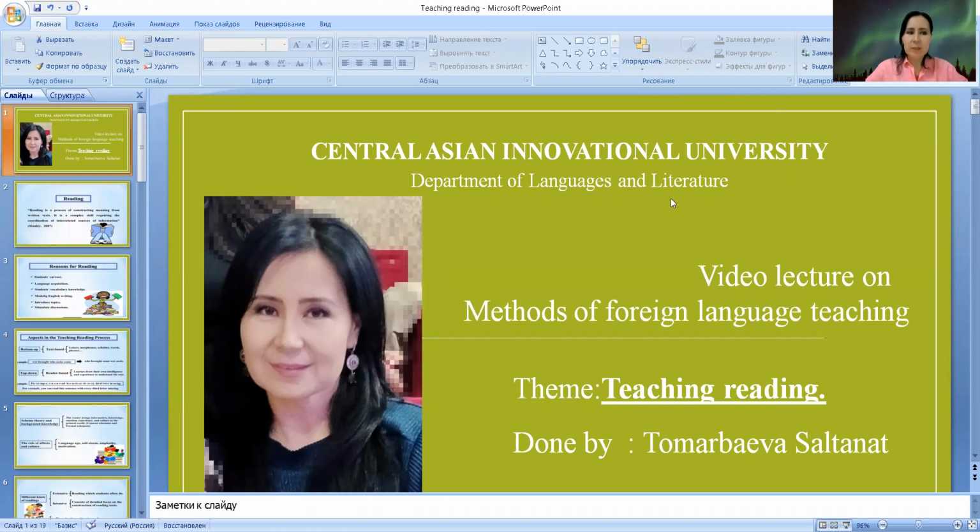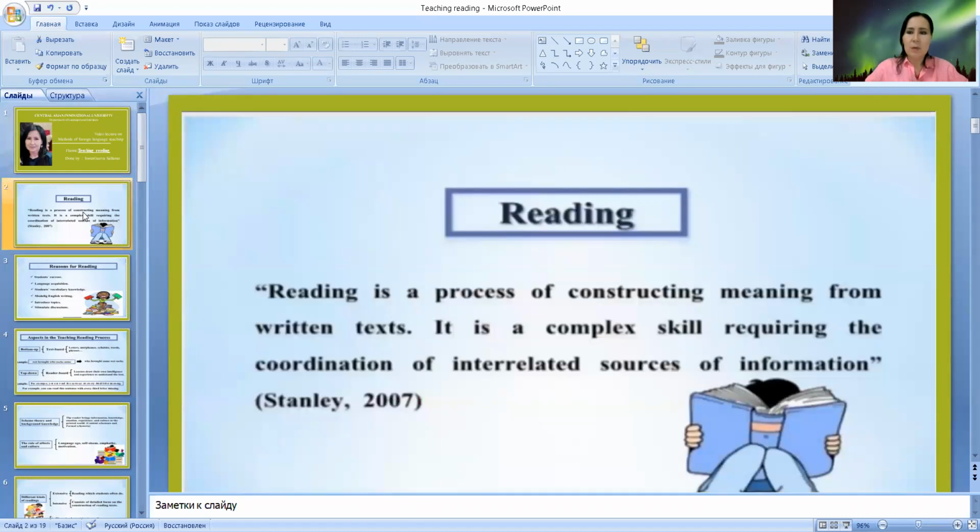Today we'll talk about one of the methods of foreign language teaching: reading. Teaching reading, along with writing, listening, and speaking, is one of the foundational skills of language learning. Reading is a learning skill. It helps to develop language intuition in the correct form. Reading is the process of constructing meaning from written text. It is a complex skill requiring the coordination of interrelated sources of information.